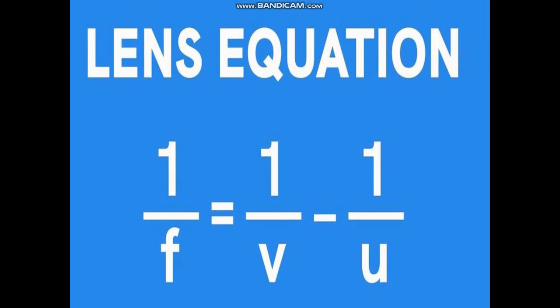So, the lens equation is 1/F = 1/V - 1/U. So, this is the lens equation, and when we use this equation, then we apply sign conventions.